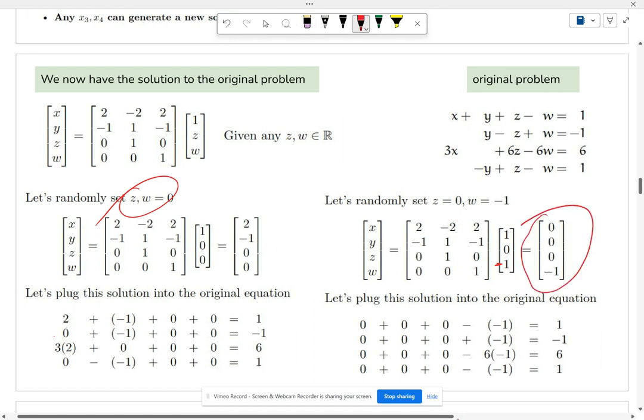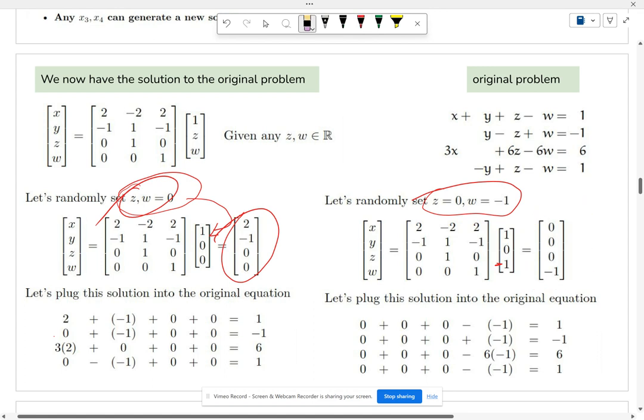Remember, we randomly generated Z and W. You give us one possible solution. Now we put in another one. Z and W equals minus 1. And you give us another solution. And what I'm saying is, if we plug this solution in here again, it's going to be fine. Over here, essentially you just plug negative 1 into the last term, and you will see that minus 1 is 1, minus 1 is minus 1, minus 6 minus 1 is 6, minus 1 is 1. So again, it matches the solution perfectly.